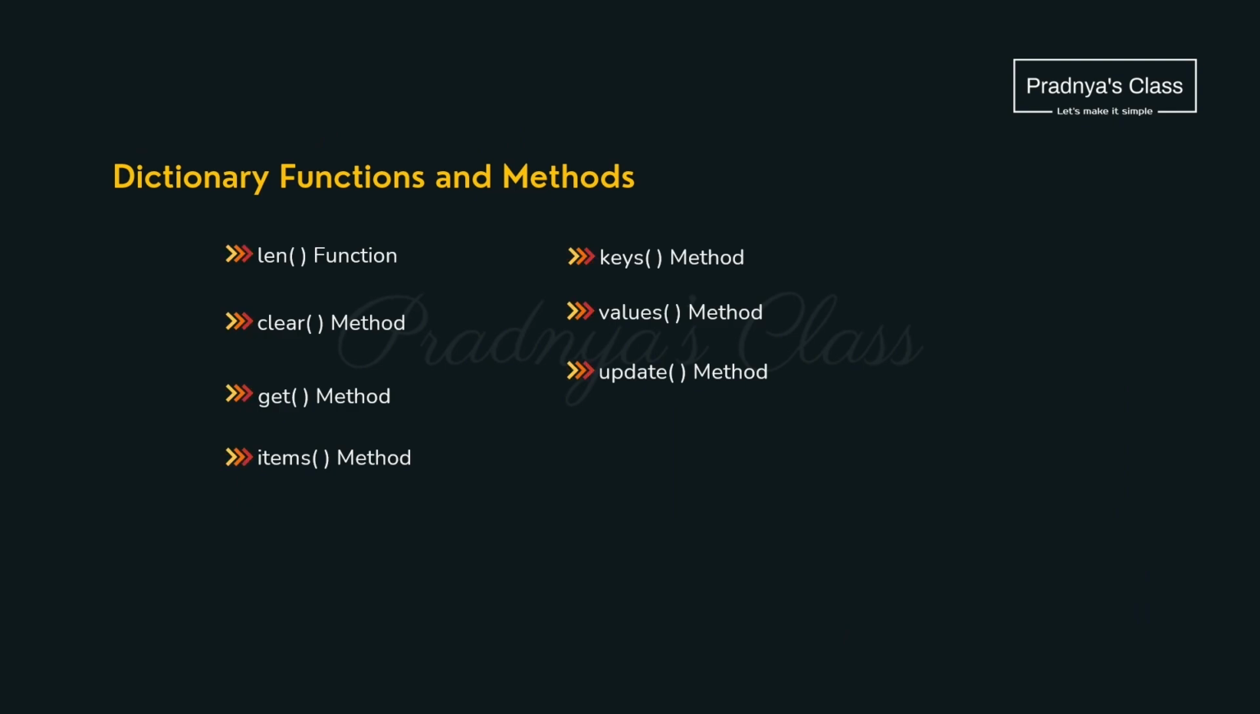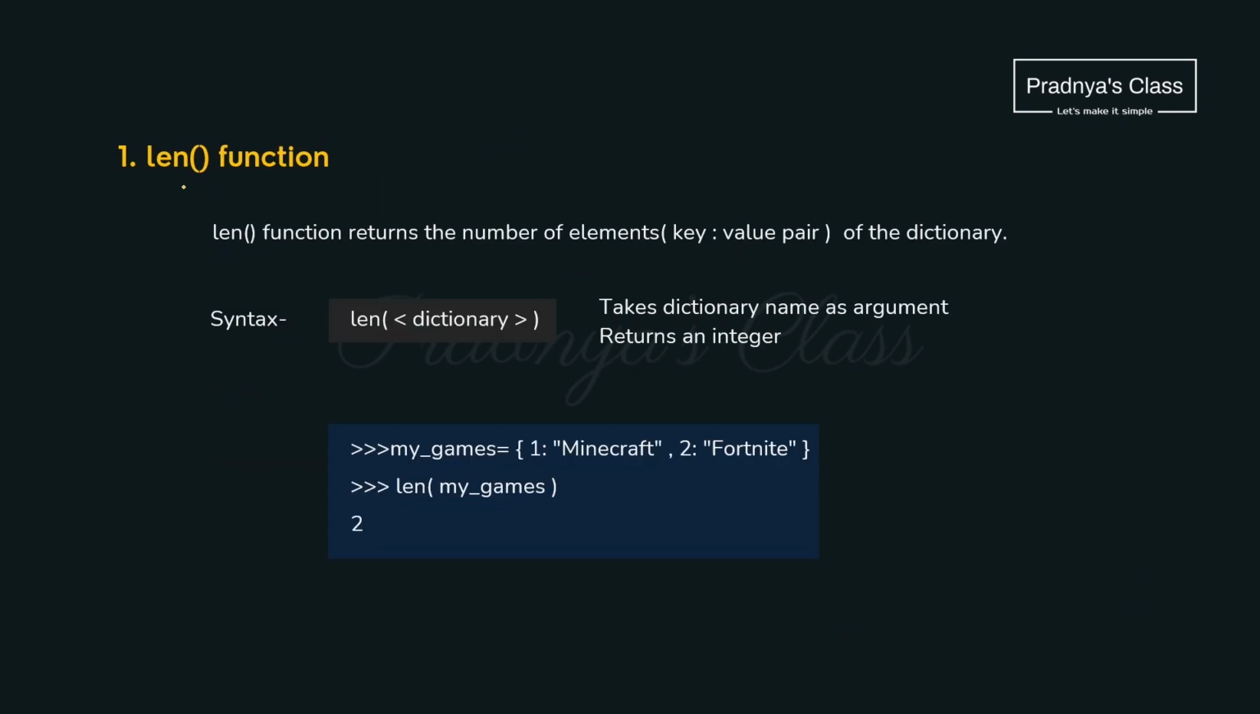Alright, here are some of the functions and methods associated with dictionary. We are already familiar with this function len. It counts the number of elements. In case of dictionary also, it works in the same way. It will give the number of elements. Here are 2 elements. That's why we got 2.